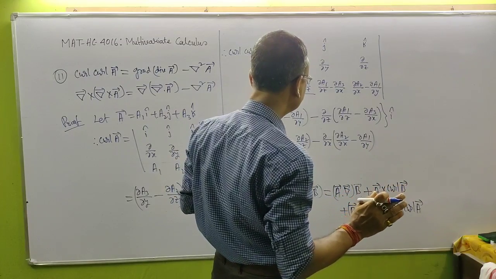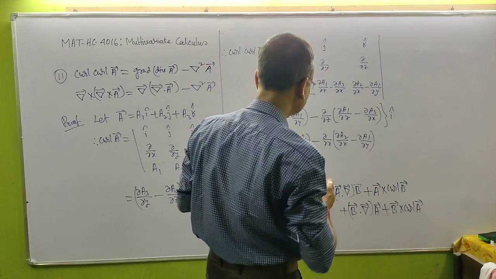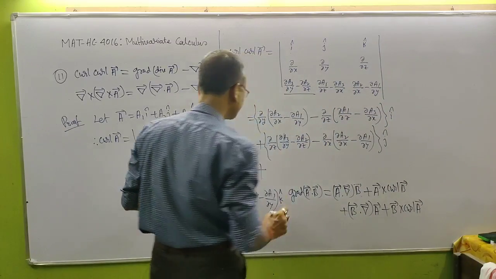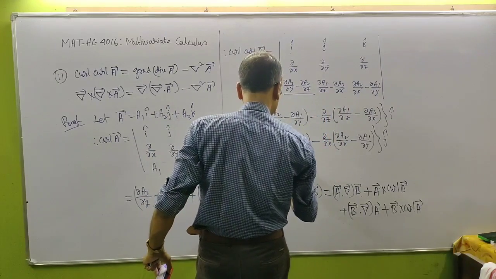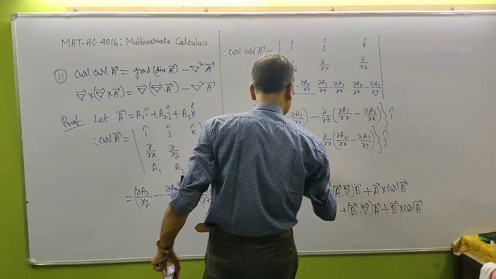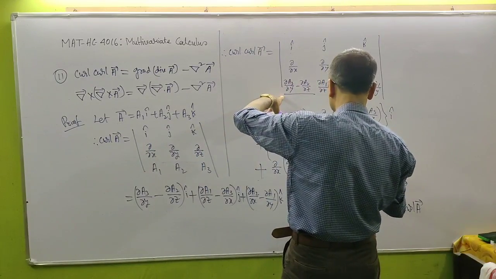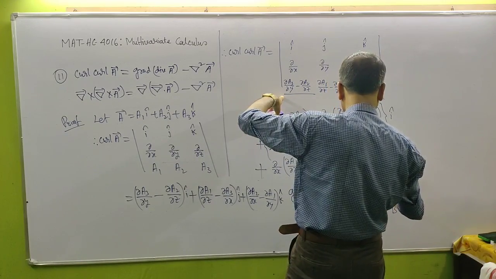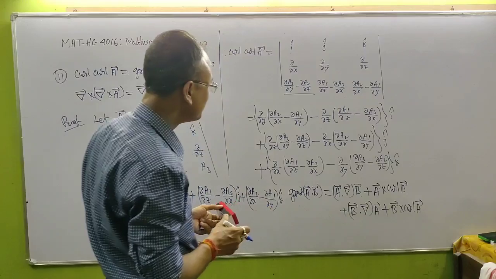j cap plus del x of del A1 by del z minus del A3 by del x, minus del y of del A3 by del y minus del A2 by del z. It is k cap.